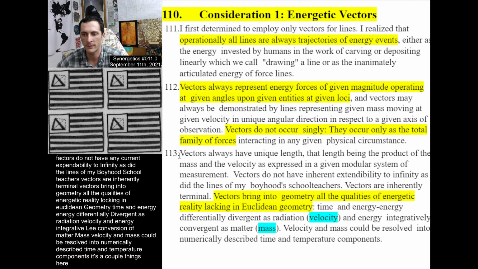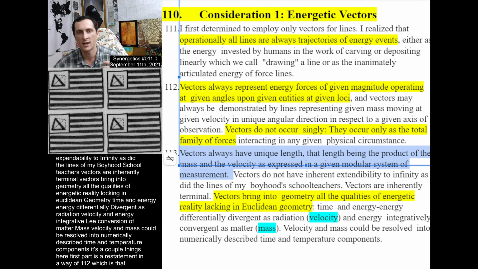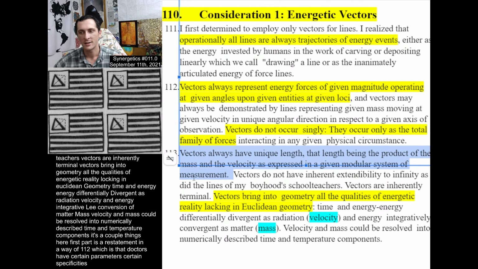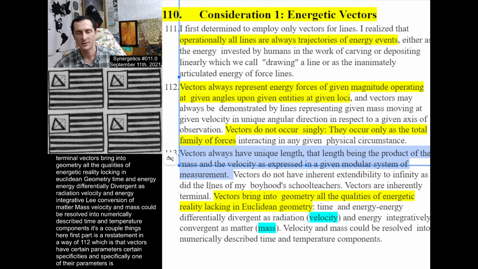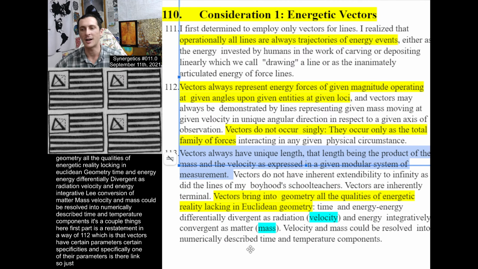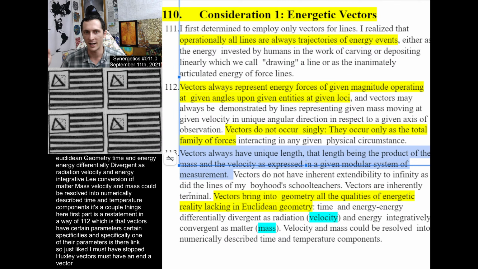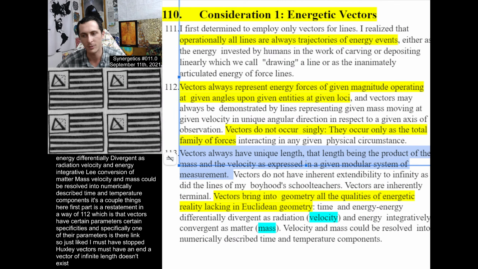So a couple things here. The first part is a restatement in a way of 112, which is that vectors have certain parameters, certain specificities, and specifically, one of their parameters is their length. So just like time must have a stop, Huxley, vectors must have an end. A vector of infinite length doesn't exist, despite what Bucky was taught as a child.